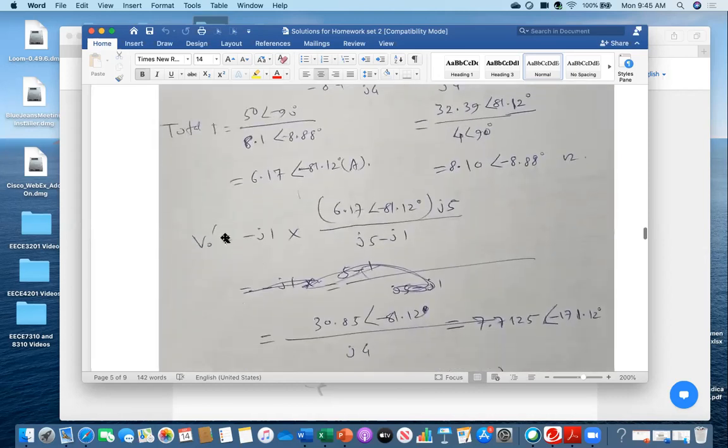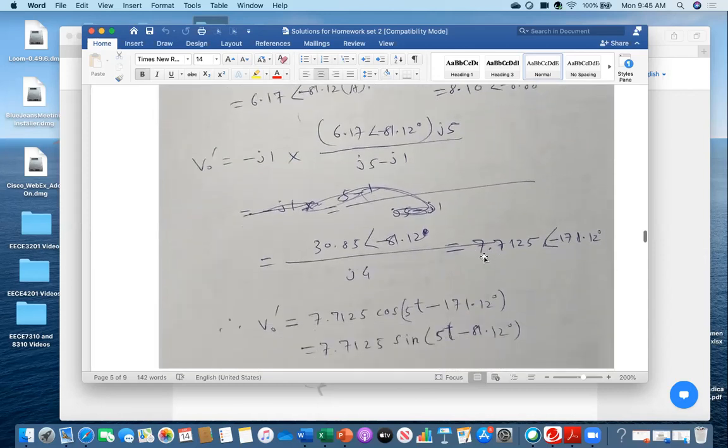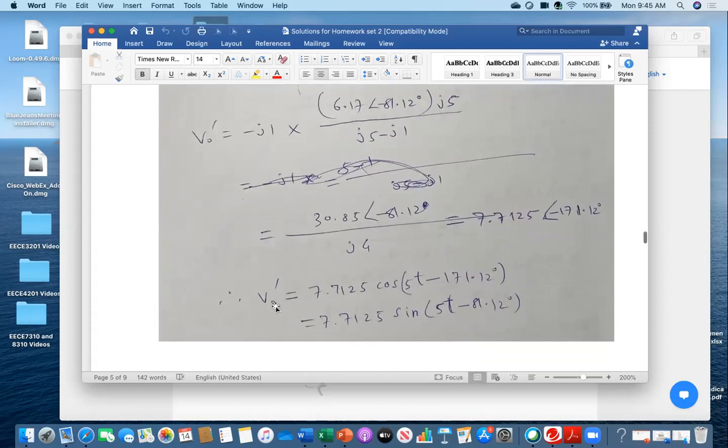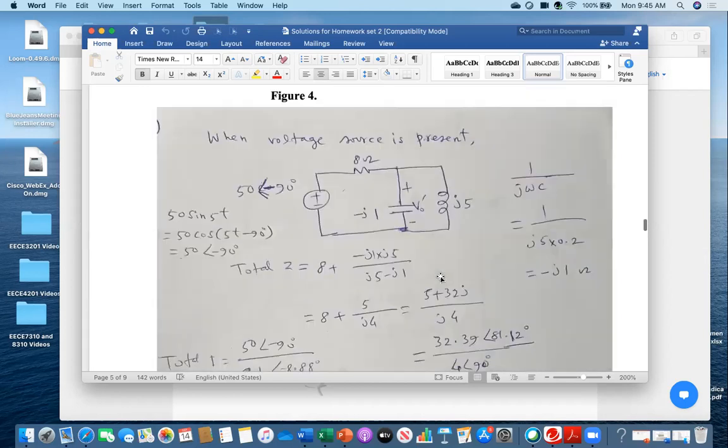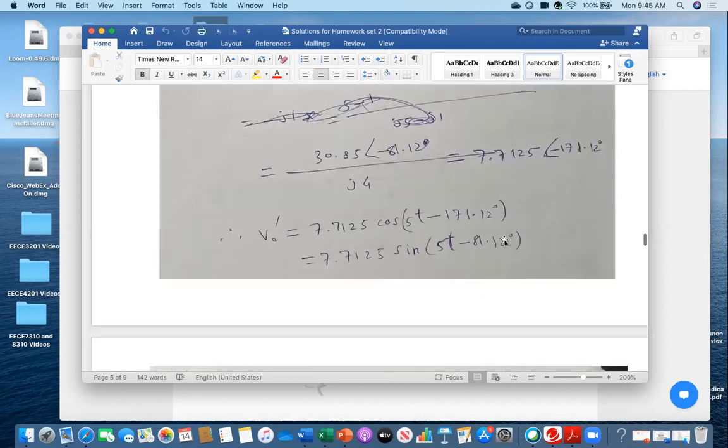So that is my V naught prime. After calculating, I got 7.7125 angle minus 171.12 degrees. From there, I am writing V naught prime in cosine format in the time domain. But because the source is actually a sine function, I converted this again into a sine function.